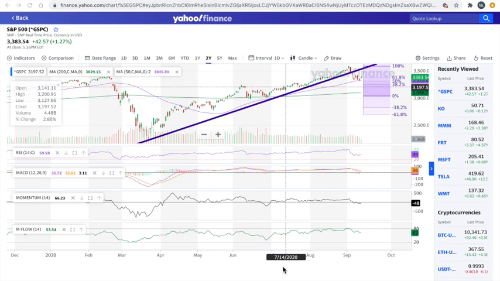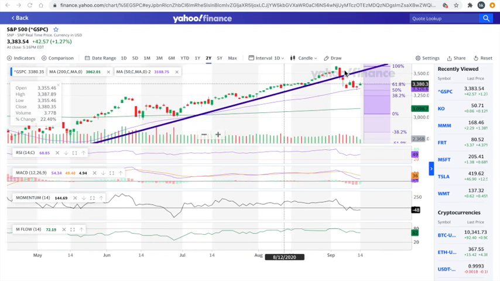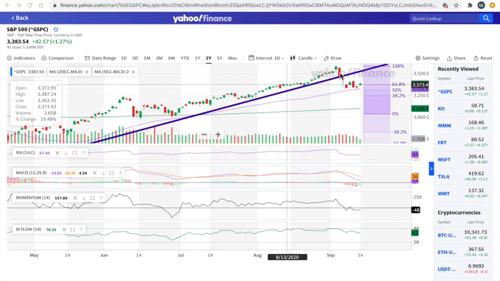So the first thing that we're going to do right now is look at the S&P 500. What I did here was draw a trend line from the very bottom low all the way to the very top of the September 2nd high. And then when we broke down on September 3rd, we can see the trend line here. And then I also did a Fibonacci retracement level right here.